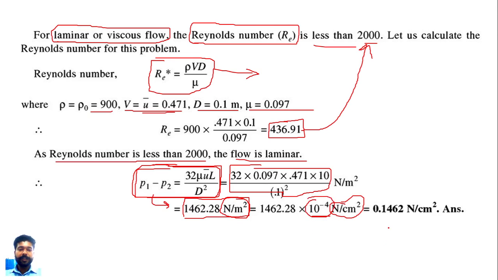Okay, so it will give you 0.1462 Newton per centimeter square. Okay, so here is the end of this example, which is for 4 to 7 marks.